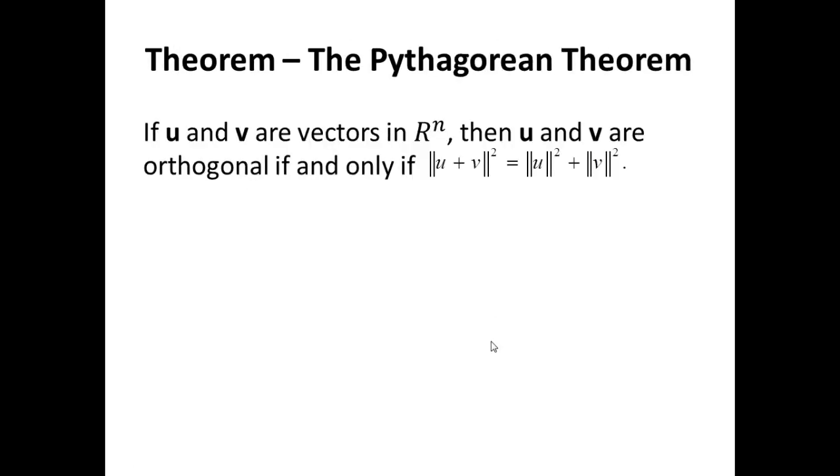And the next is the Pythagorean theorem. Remember the Pythagorean theorem? c squared equals a squared plus b squared. Well, if u and v are vectors in Rn, then we say that u and v are orthogonal if and only if the square of the norm of u plus v equals the square of the norm of u plus the square of the norm of v. It's also a very simple theorem to prove, and I will leave that as a simple exercise for serious students.